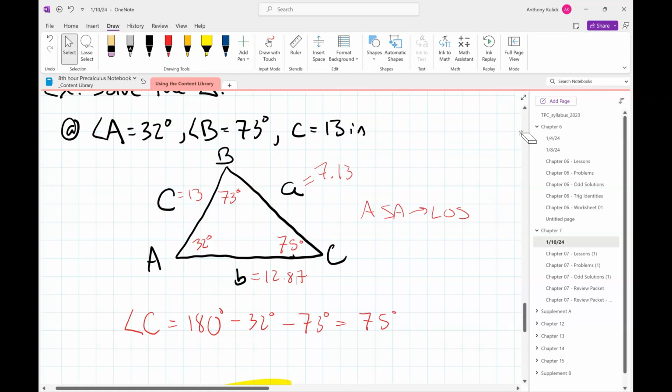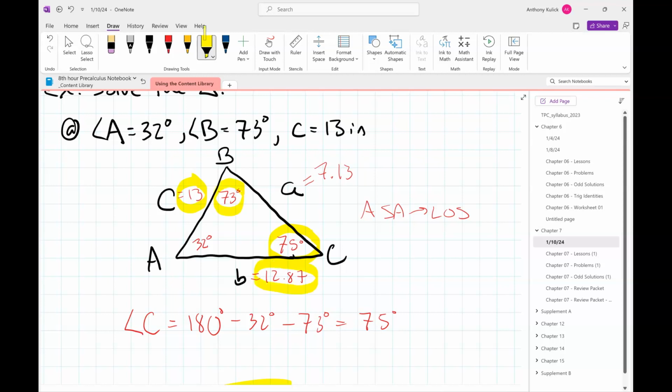And now I'm going to do one little check. We talked about this check first semester. What's the check that I do when solving a triangle? The biggest angle should be opposite the biggest side. The medium-sized angle should be opposite the medium side. The smallest angle should be opposite the smallest side.